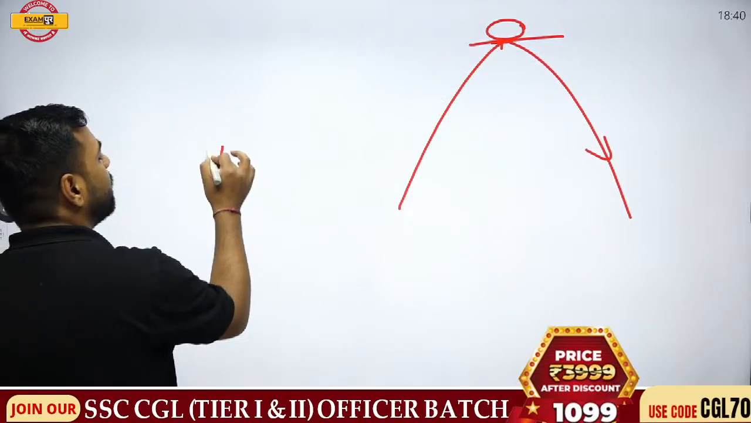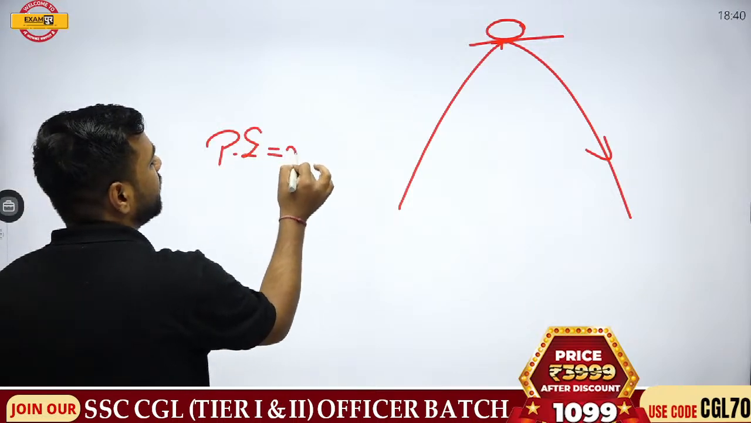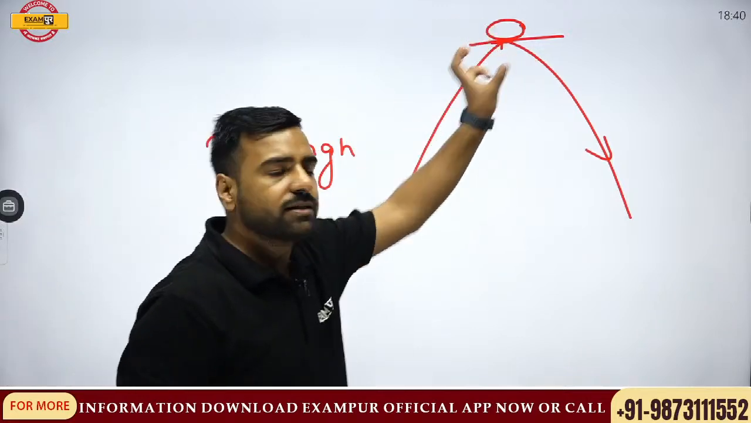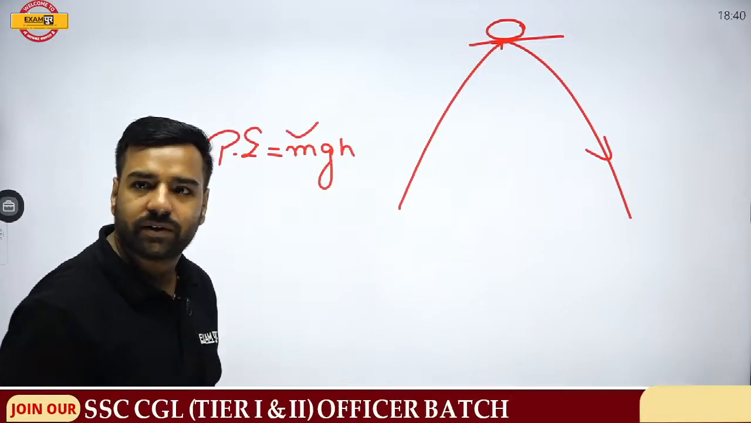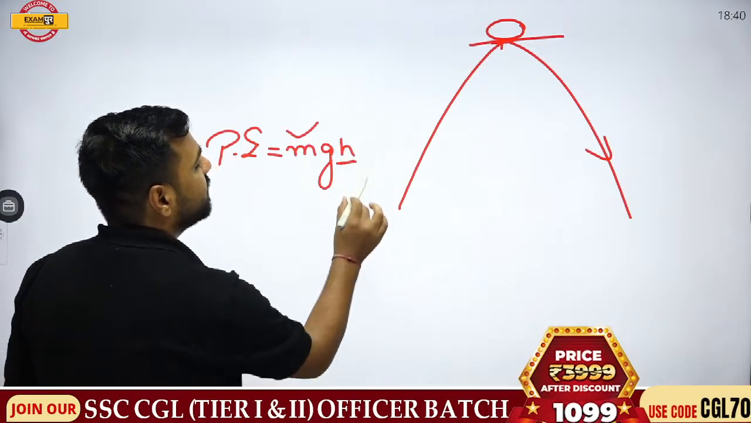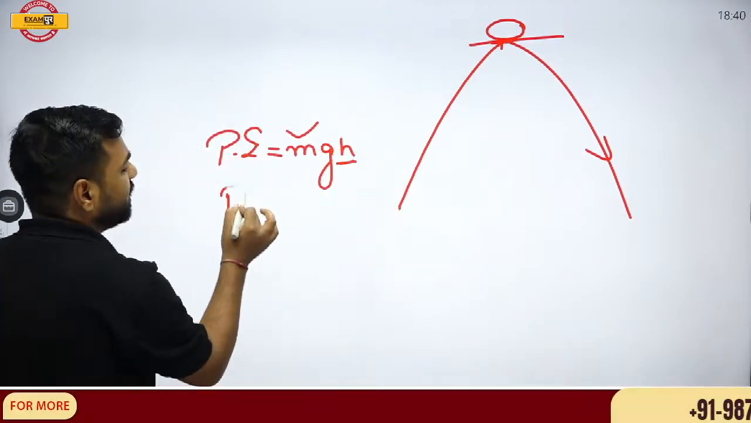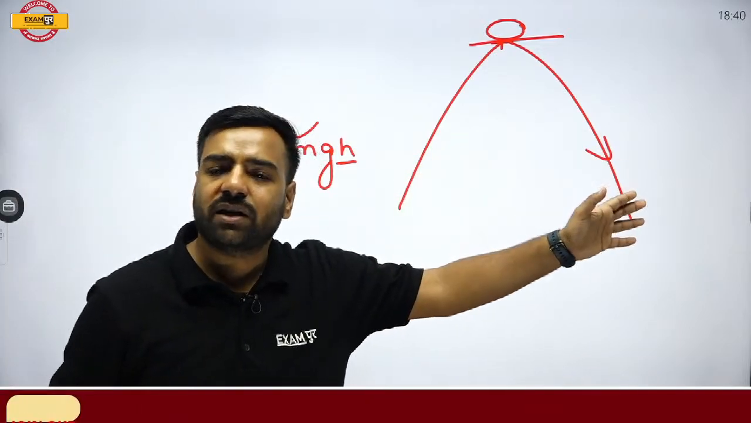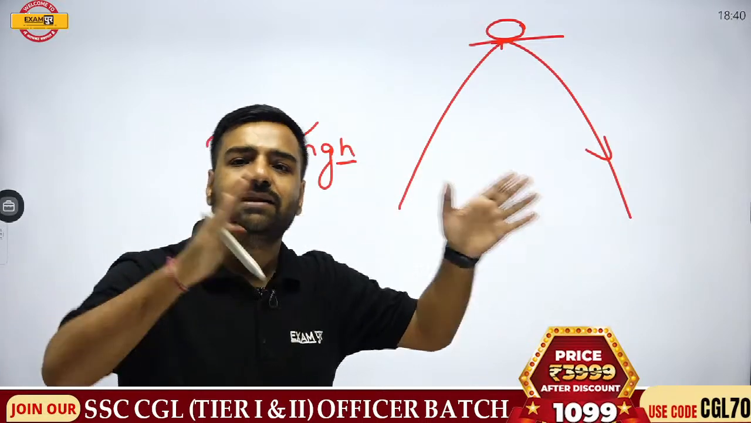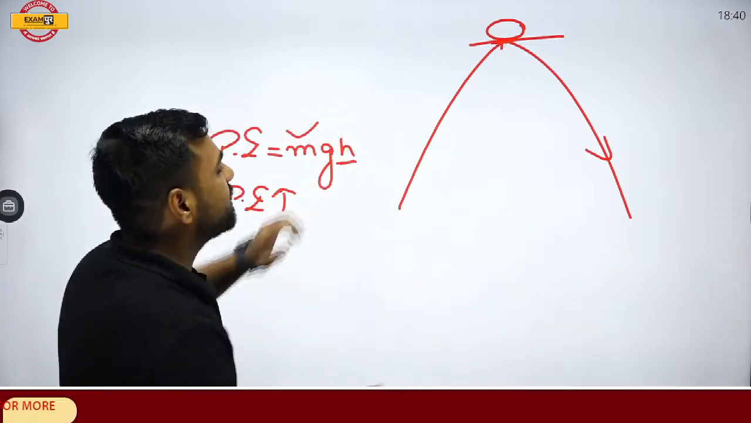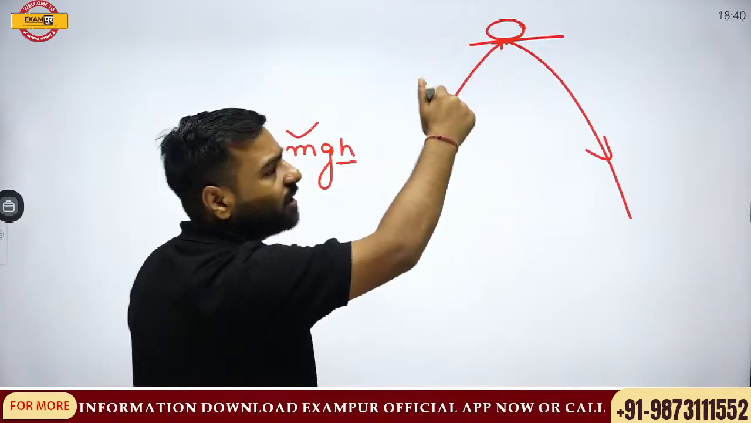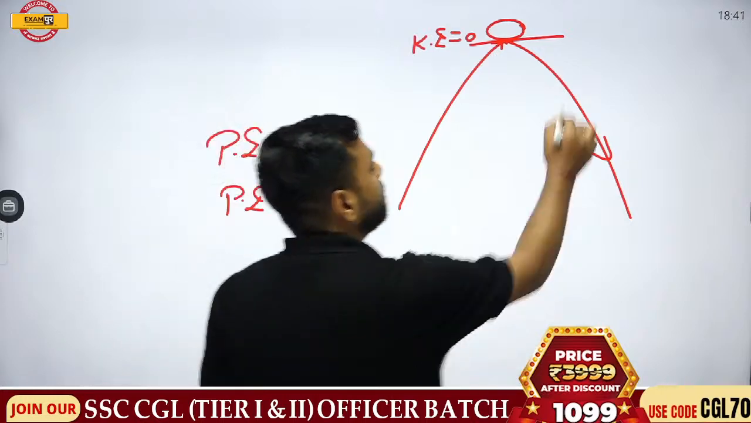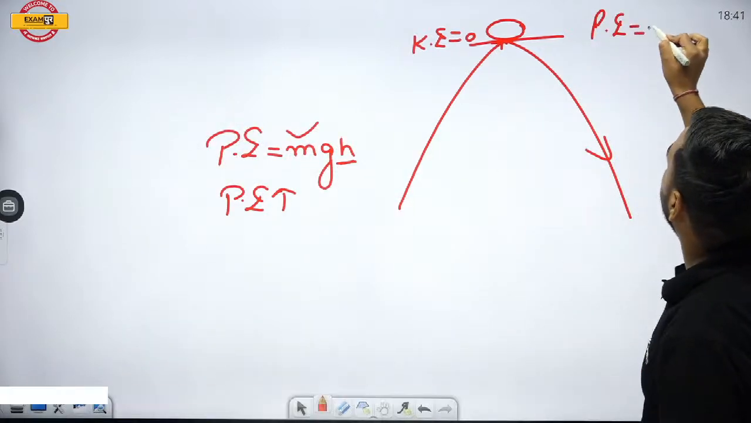If I talk about potential energy, its formula is what? Its formula is mgh. That is, when the ball was thrown upwards, mass was the same, right? But height was changing. Since height was increasing, potential energy was also increasing. And we know the law of conservation of energy: the sum of potential energy and kinetic energy is going to be the same. That means at the peak point, kinetic energy was actually 0. Right? But potential energy was maximum because height was maximum.